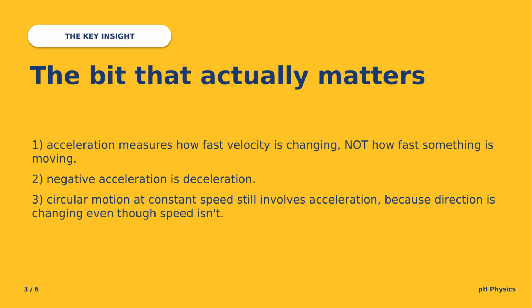Three things. 1. Acceleration measures how fast velocity is changing, not how fast something is moving. 2. Negative acceleration is deceleration. 3. Circular motion at constant speed still involves acceleration because the direction is changing even though the speed isn't.